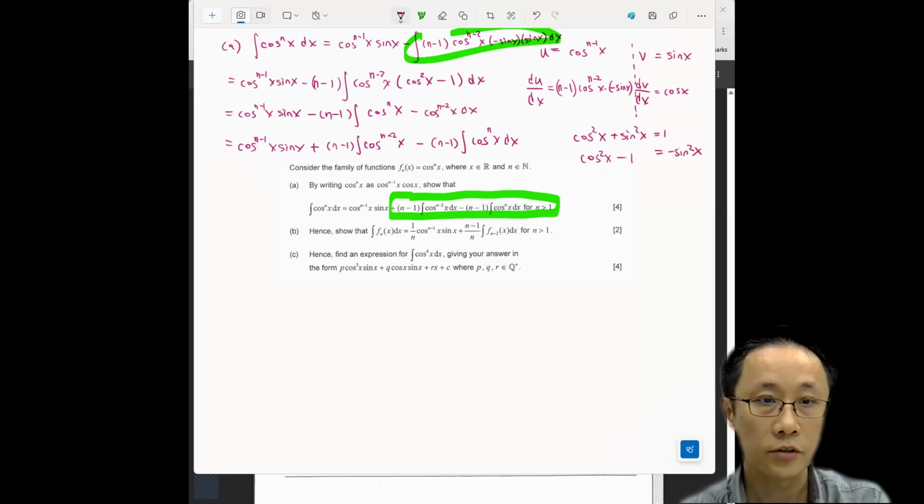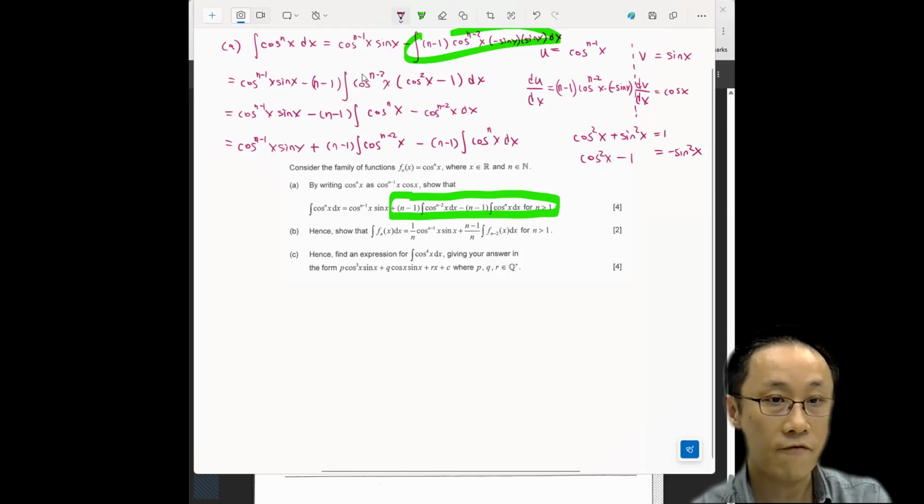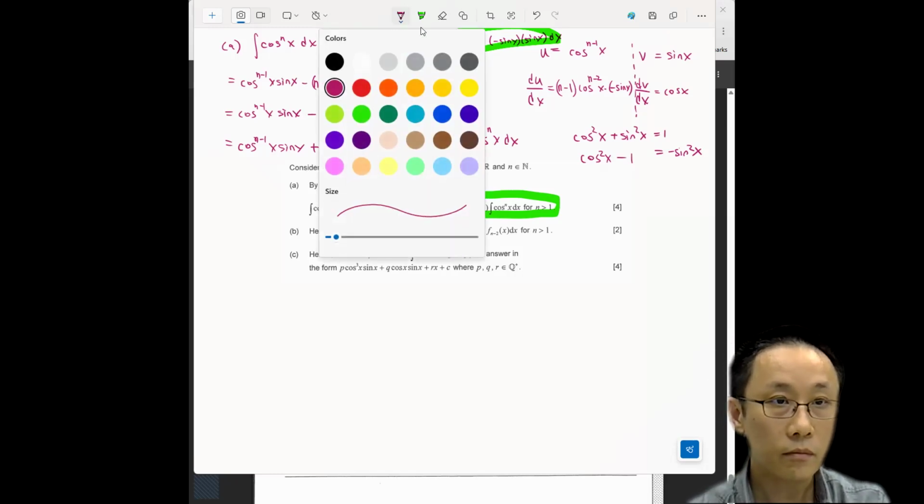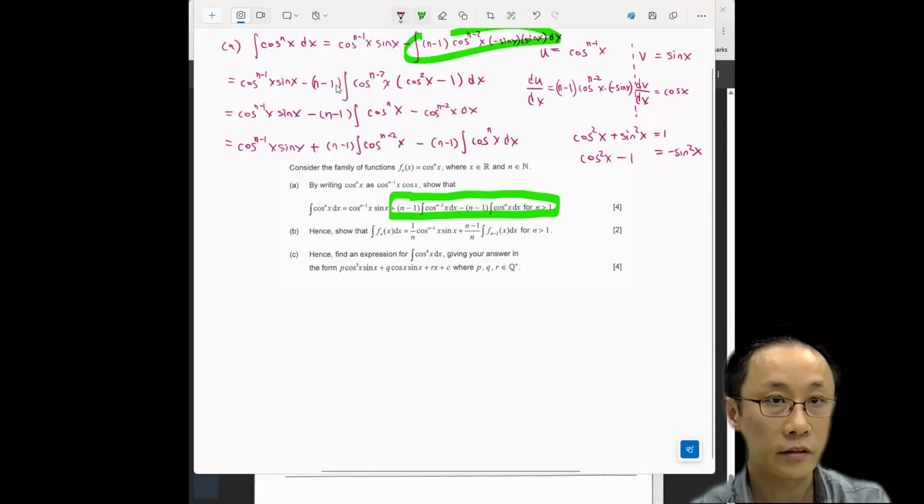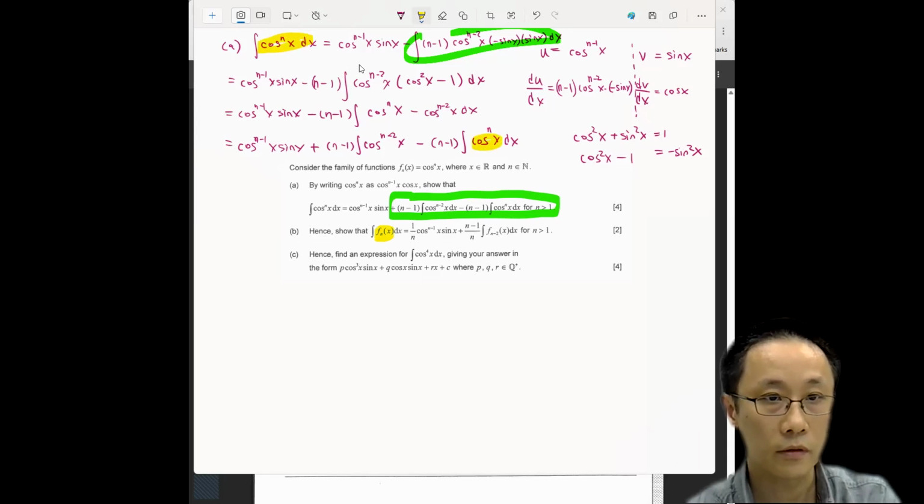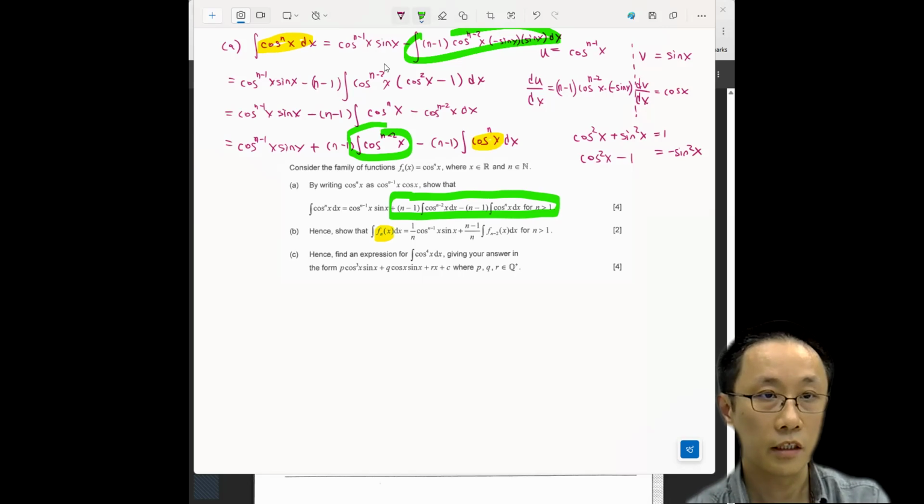Now, second part, hence show that f n x, the cos raised to some nth unknown power, equals to some weird looking expression. But what you can do is to realize that this f n x is somewhere not only on the left hand side, but also on the right hand side. And meanwhile, this other integral can be represented as f n minus 2 x as well.